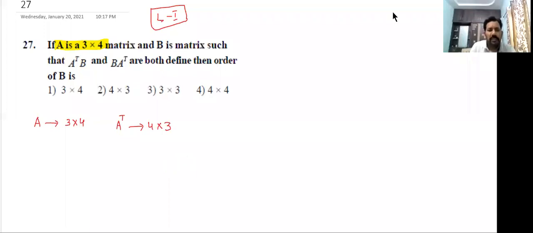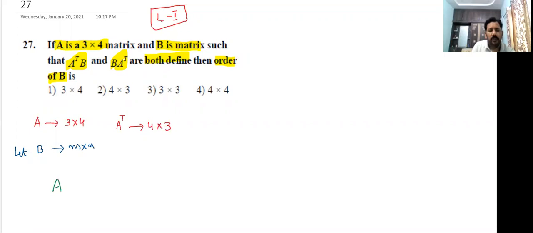And B is a matrix, one of the matrices, such that A transpose into B and B into A transpose are both defined. That means matrix multiplication exists. Then the order of B is, suppose, let the B matrix order be M by N. This is an assumption. First, what is given here, students?